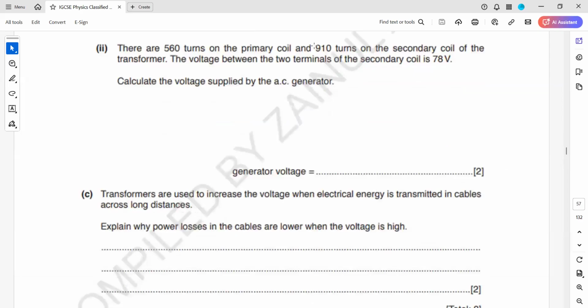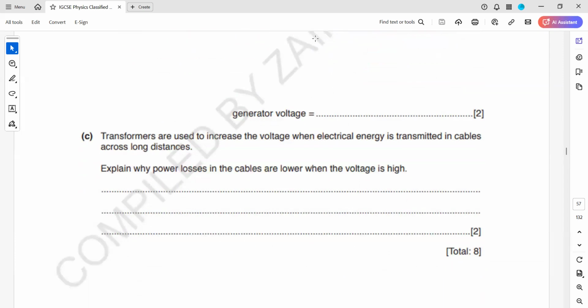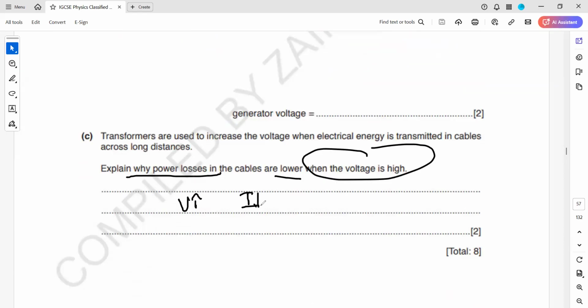Transformers are used to increase the voltage when the electrical energy is transmitted in the cable across a long distance. So explain why power loss in the cables is lower when the voltage is high. When we increase the voltage, what will happen to current? Current will decrease. If the current decreases, what will happen to the heat energy? It will reduce, producing a smaller amount of heat energy. So smaller power is wasted.